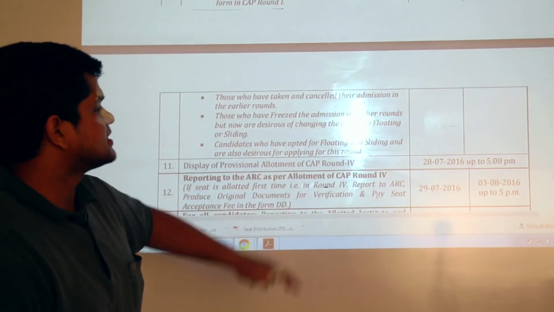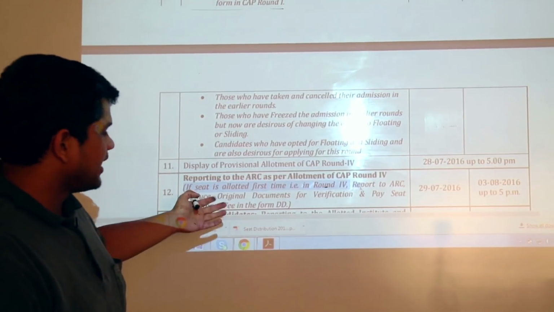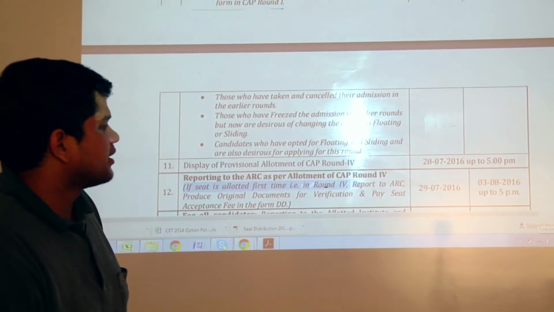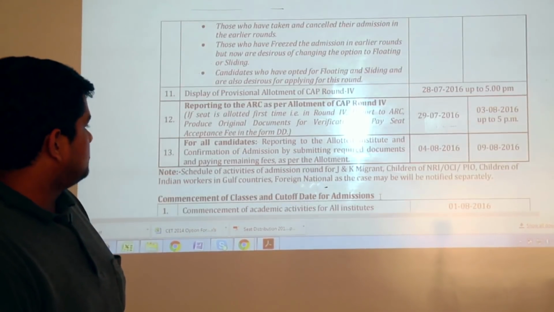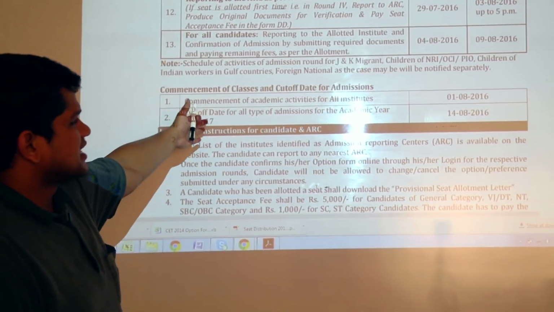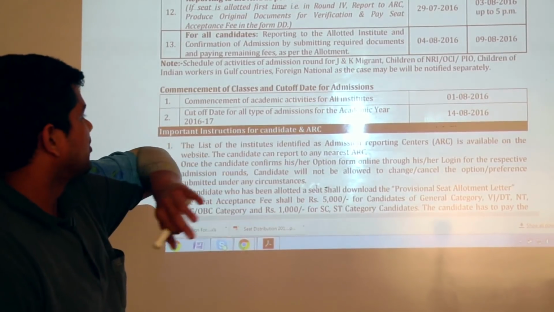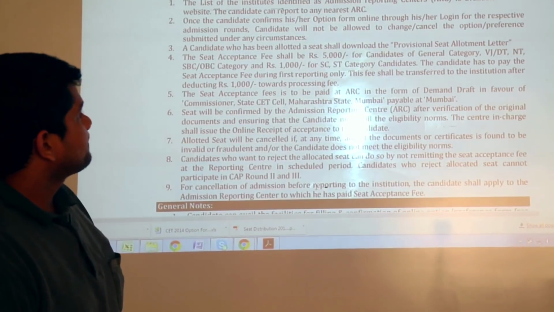After you've been allotted seats in Cap Round 4, you then have to report to the ARC obviously, get the documents verified and pay the fees and all. You can go through these points. The classes will commence from the 1st of August and all that. Some important points are again given below here.